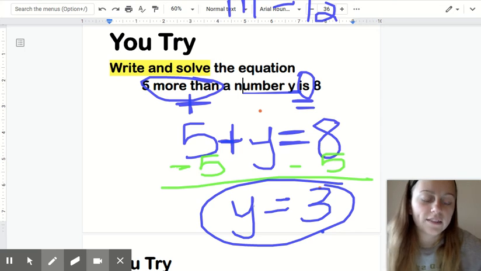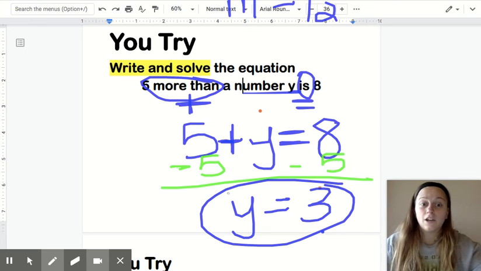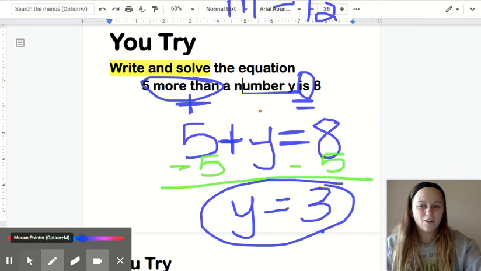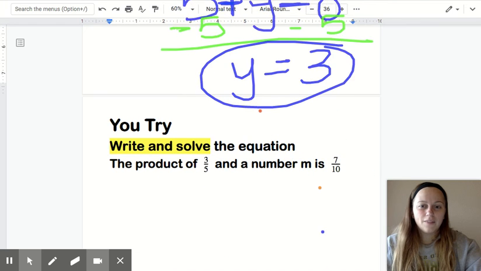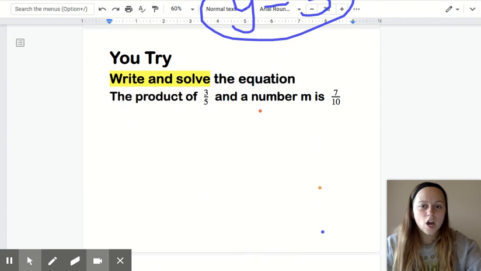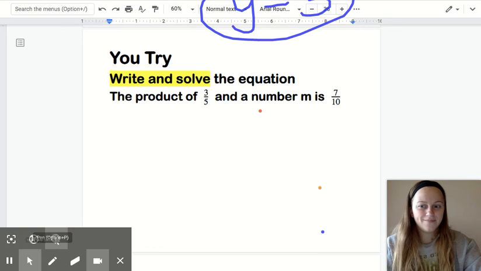So again, this one wasn't really about can you solve it. It was can you write it, and then can you solve it. Same thing with this one. Go ahead, pause the video, write an equation, and then solve the equation. Press play when you're ready to check your answer.